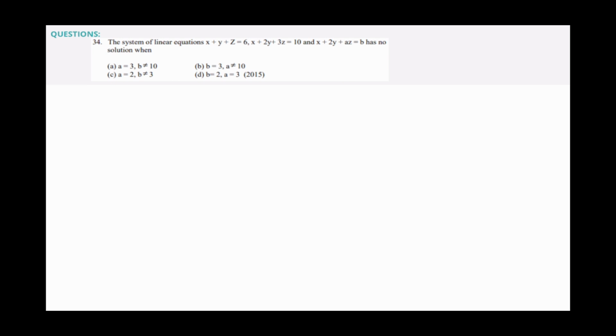Let's see the question paper. Yeah, correct. So we have x plus y plus z equal to 6. Let's write it down first: x plus y plus z equal to 6, and x plus 2y plus 3z equal to 10, and x plus 2y plus az equal to b.